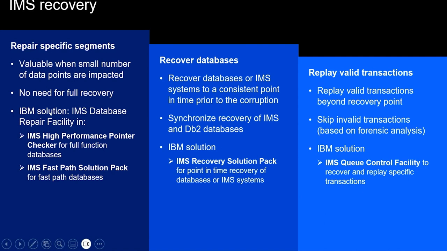So we do have something called IMS Database Repair Facility, which, in conjunction with IBM, we always recommend you involve IBM Level 2 support when you're using. But you want to have it installed and running and know how to use it. It'll allow you to, and I use the word loosely, zap segments, zap pointers, do a repair of a database for a very small change that needs to be made. Not a full-scale recovery, but I just need to repair a couple of segments or a couple of pointers. This database repair facility is included in High Performance Pointer Checker for your full function databases, and it's included in FastPath Solution Pack for your FastPath databases.